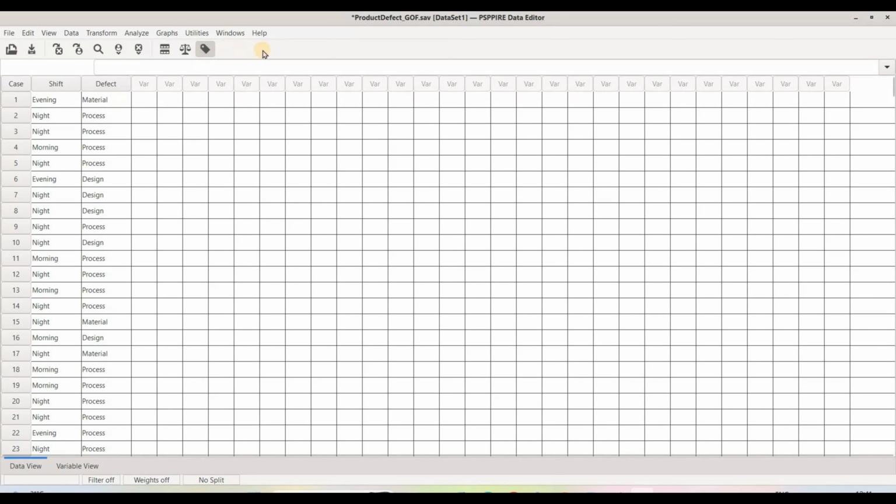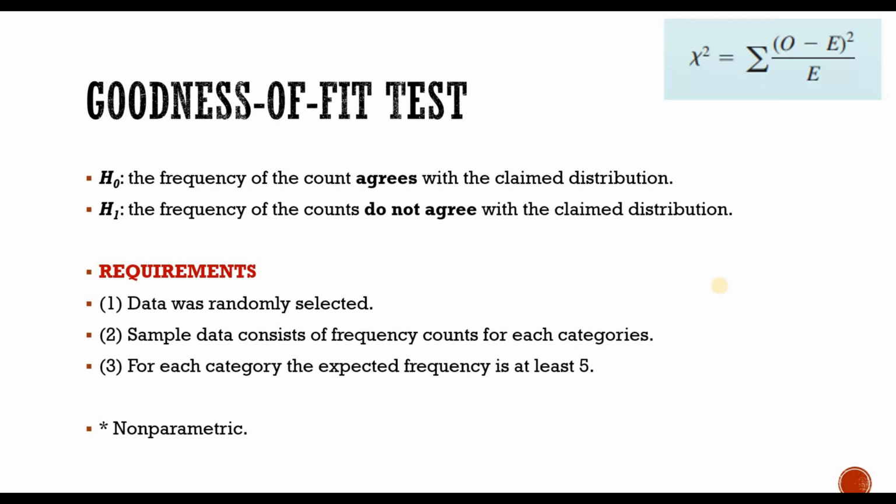But before we do the goodness of fit test, let's look at some of the requirements for this test. As stated before, when we're doing a goodness of fit test, which as you can see is a chi-square test and a non-parametric test, the null hypothesis is that the frequency of counts agrees with a claimed distribution, and the alternate hypothesis would be that the frequency of counts do not agree with that claimed distribution.